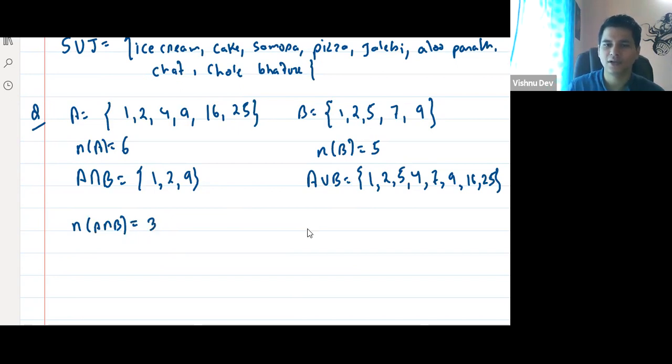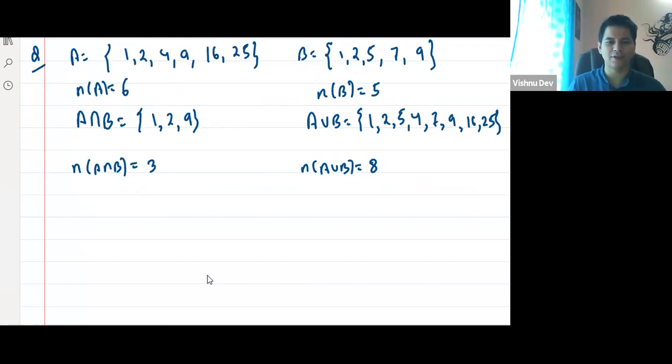And what is the number of elements of A union B? 8. Anyone have any doubt in this? So let's think. I'm saying A union B, so A union B should be equal to what? The number of elements of A plus the number of elements of B.